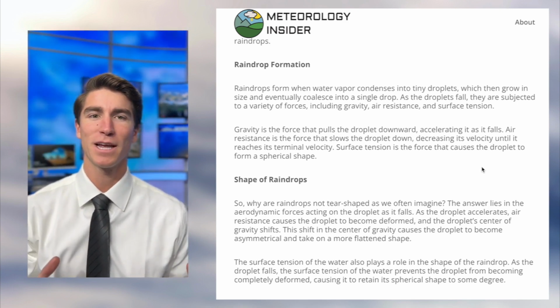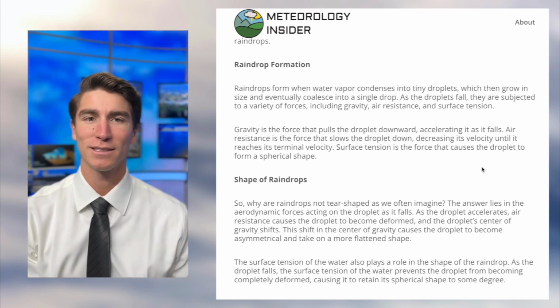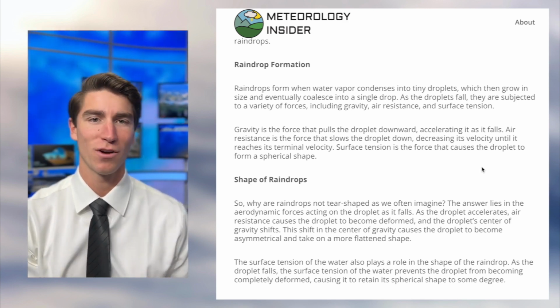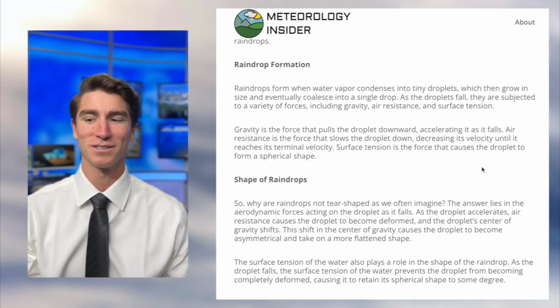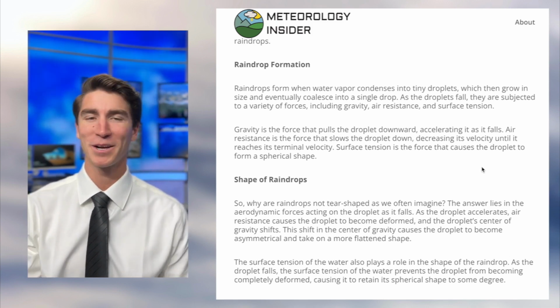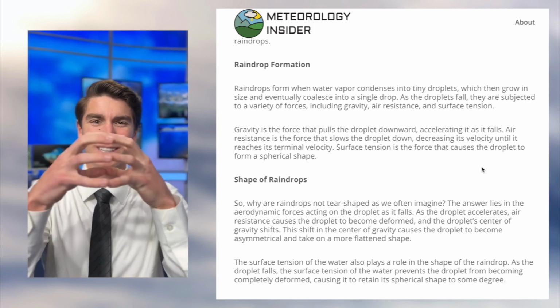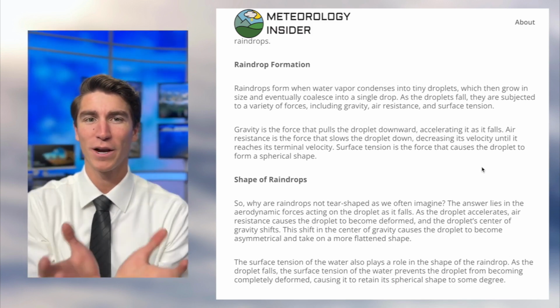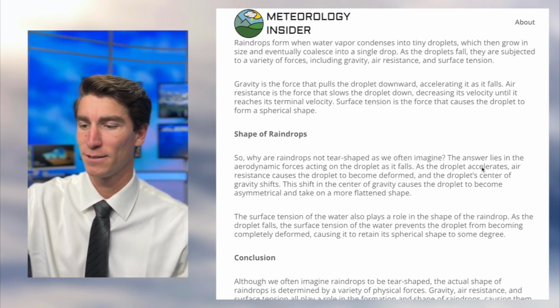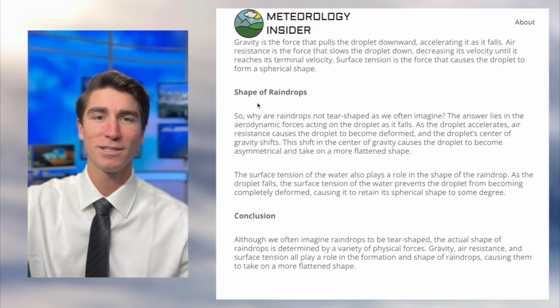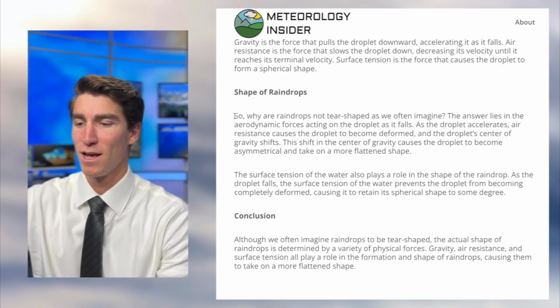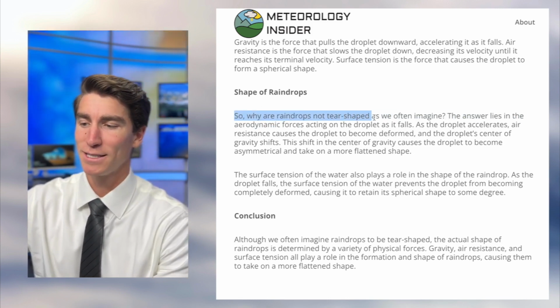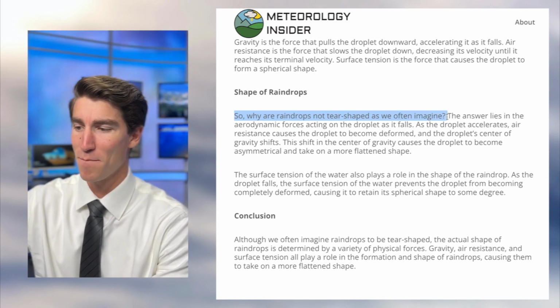And then surface tension, that probably gets into like electrons and protons and neutrons and maybe even chemistry. So we're not going to go there, but you can imagine it's just what's keeping all those water droplets together and then is also creating the spherical shape that it has. So now let's get into the shape of droplets. So why are droplets not tear-shaped as we often imagine?